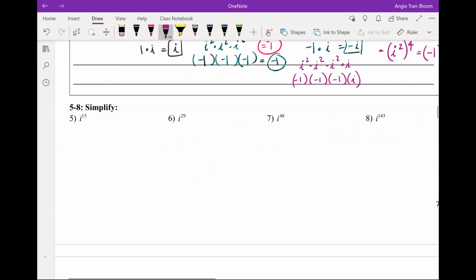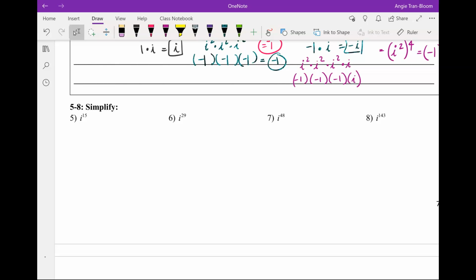All right. Now, what if I give you some ginormous powers? We're going to do 8 first. Ready? I'm going to do 8 and 7 with you, and then we're going to leave 6 and 5 for you guys to try. Okay? Okay. Shh. i to the power of 143. Yes, on your exam, I may give you i to the power of 1,427. Okay? Are you going to sit here and write i to the 4th that many times, or i squared that many times? No.